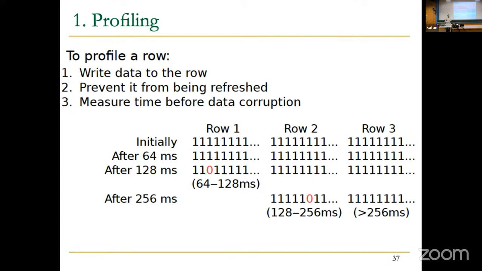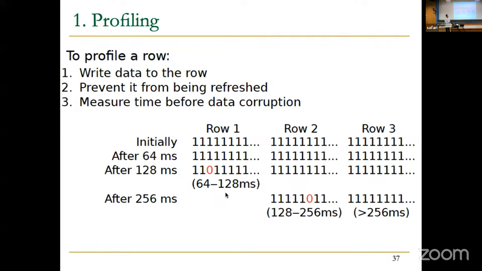So what they do is, initially they write this data, and then after 64 milliseconds, they read, and they don't see any bit flip. Okay, then they go back, and this time, instead of 64 milliseconds, they wait 128 milliseconds and read it again. And then they observe some bit flip. It doesn't tell you exactly what the data retention time of this cell is, but we know that it's somewhere in between 64 and 128 milliseconds.